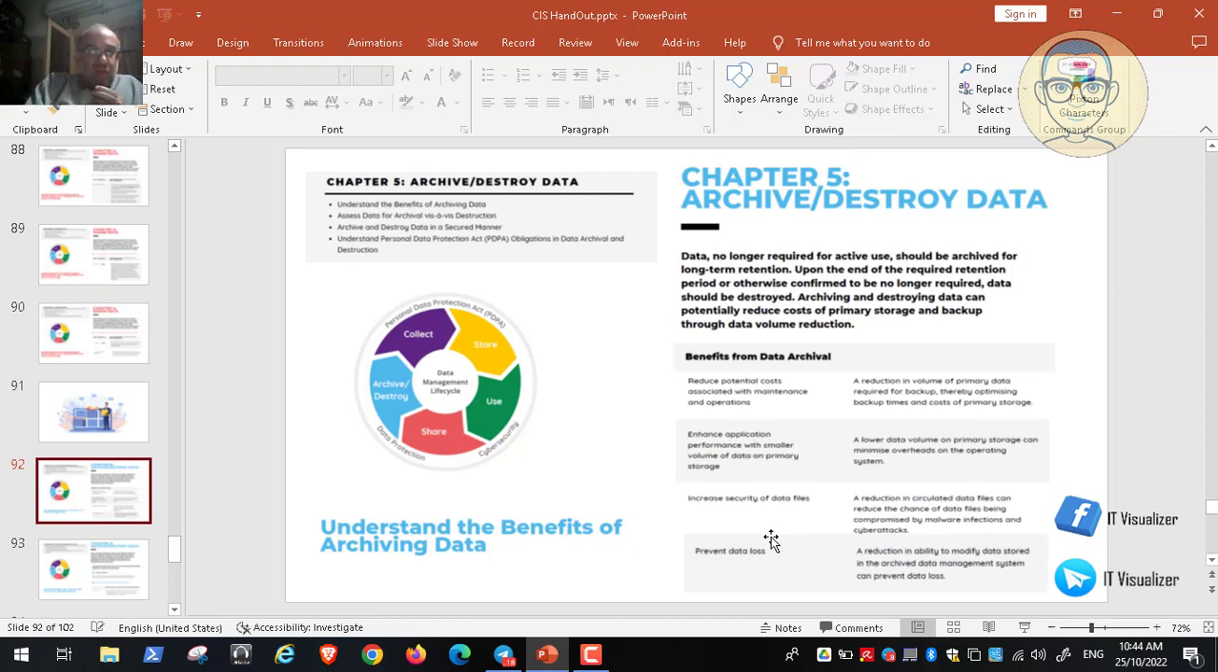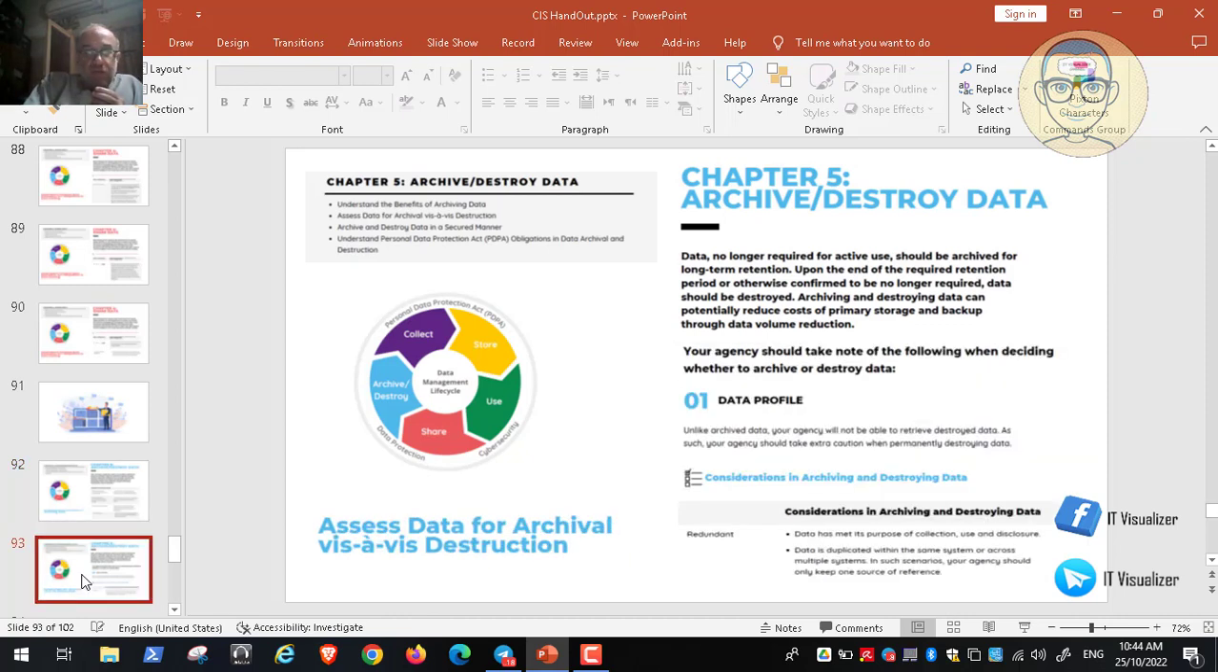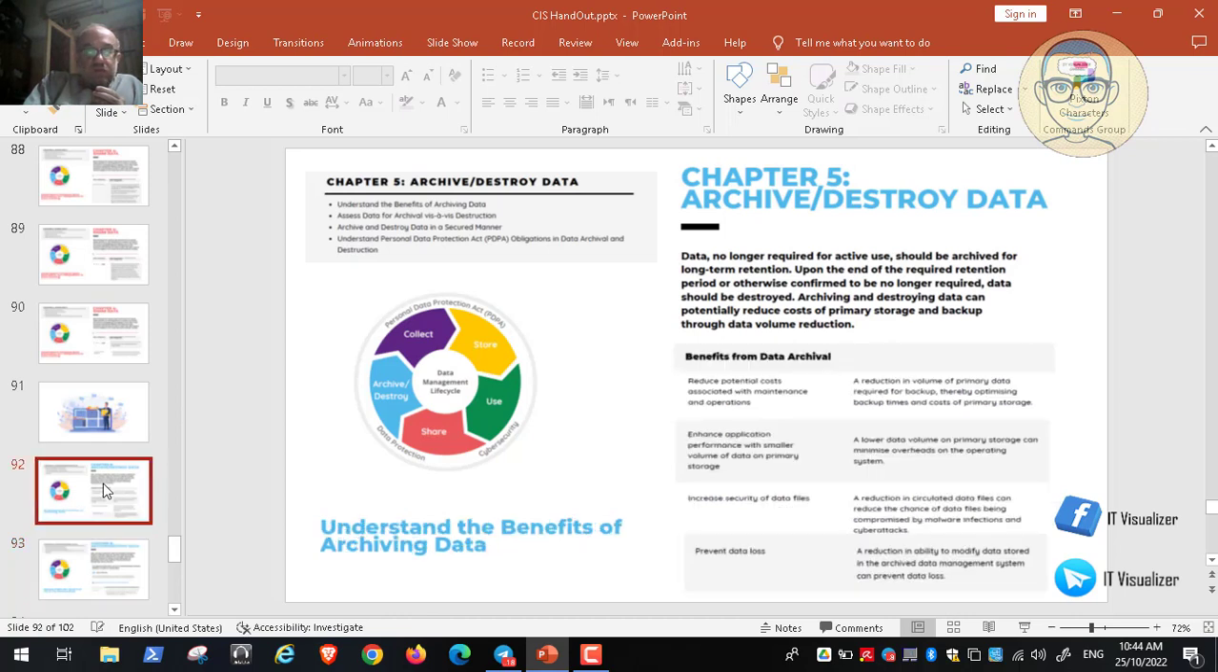So let's revise the benefits. First of all, reduce the cost of backup, enhance application performance, increase security of data, prevent data loss. Let's go further. So this is the first thing: understand the benefits of archiving data. These are our four benefits of archiving data.